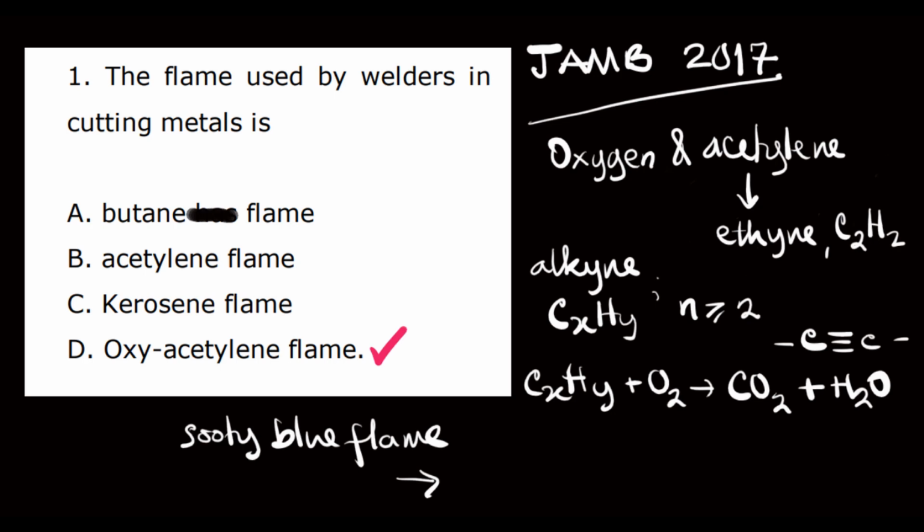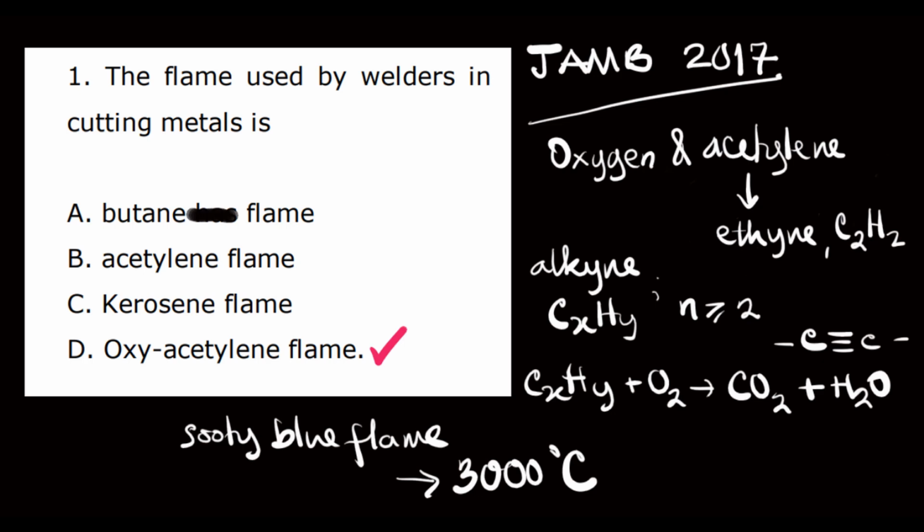Now, the temperature is always as high as 3000 degrees what? Celsius. The temperature of the flame evolving during this reaction is as high as 3000 degrees Celsius, which is far higher than the melting point of most what? Metals, which is why it is used for cutting metals.